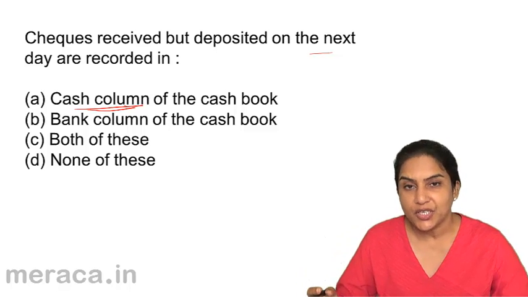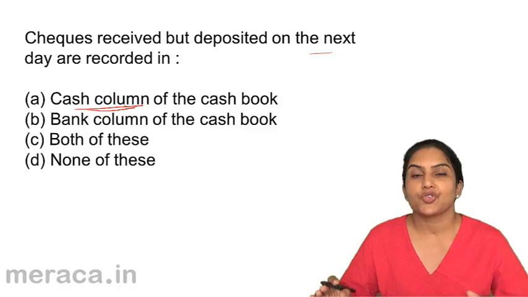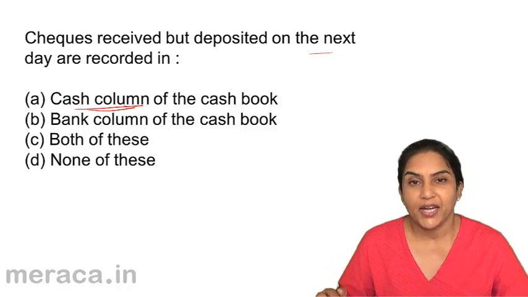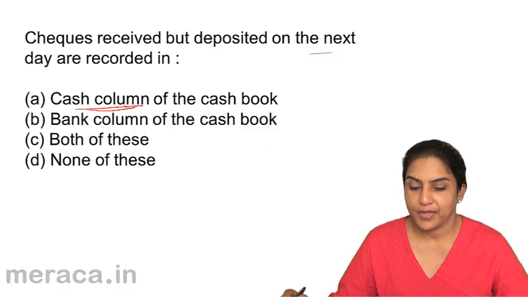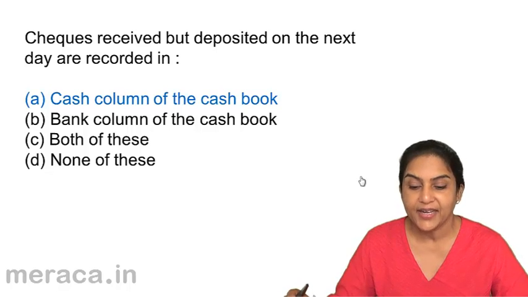When we deposit, it is as if cash is being deposited into bank. This is just to keep better control over the checks received but not yet deposited. Correct answer A. Checks received but deposited on a later date are recorded in the cash column of the cash book.